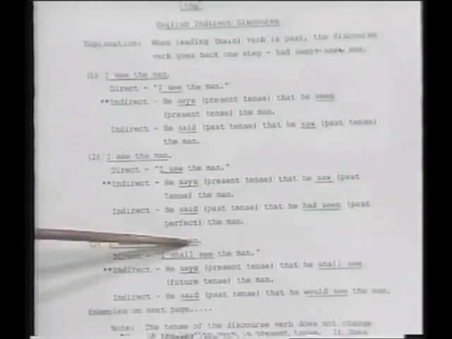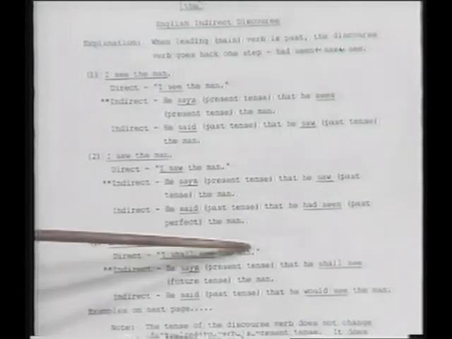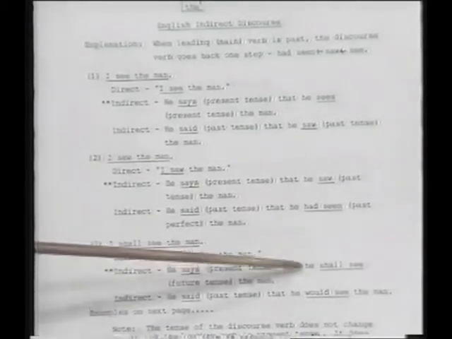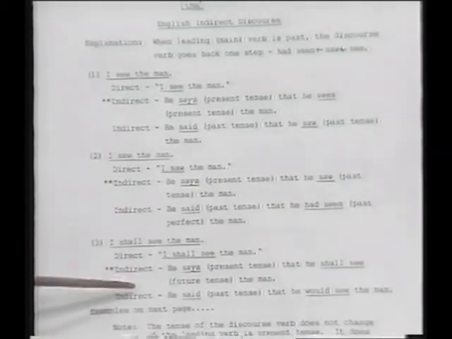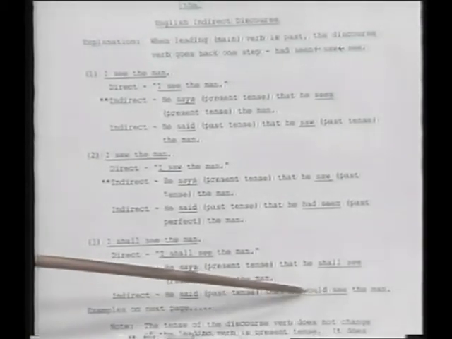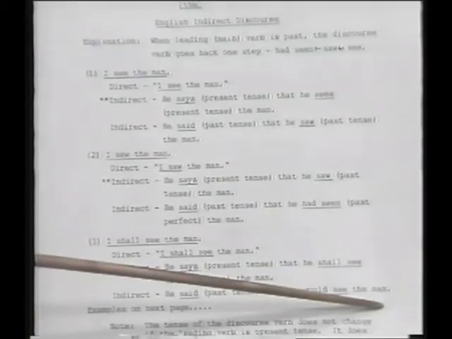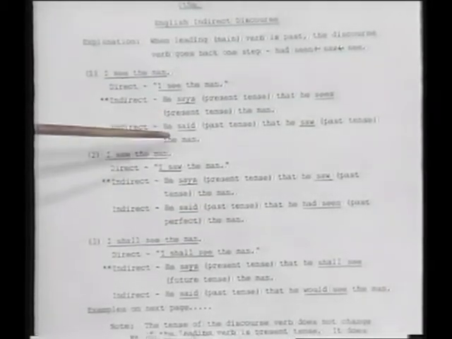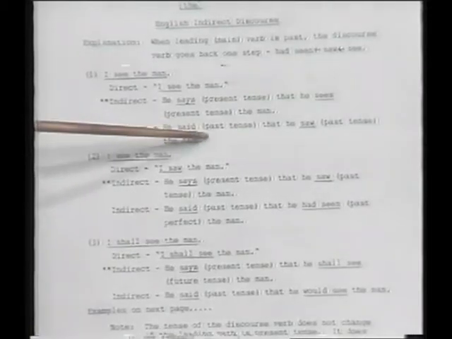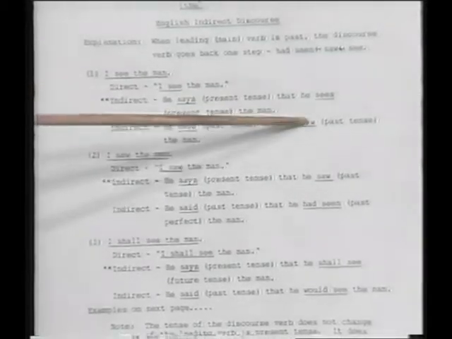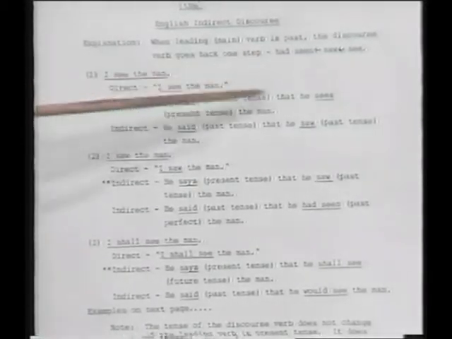If you have a future tense in the discourse, I shall see the man. The direct then is, I shall see the man. The indirect with a present time main verb would keep the same tense. He says that he shall see the man. The indirect with a past time main verb, then the shall goes back to would. He said that he would see the man. Now, that shouldn't be any problem to you. The only thing we're going to change is if we have a past time main verb, then we will go back one step from the tense of the discourse verb, to either saw from see, or had seen from saw.